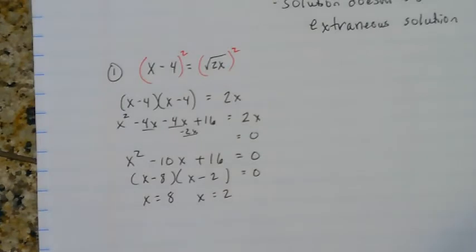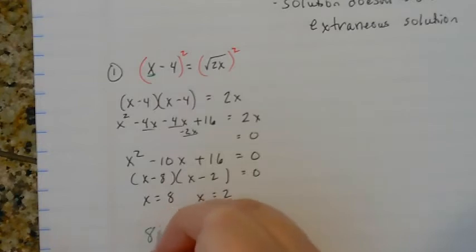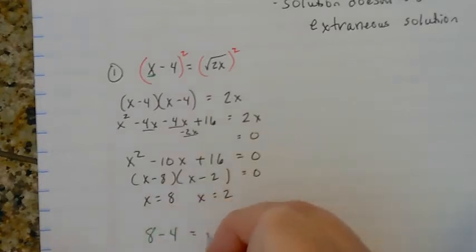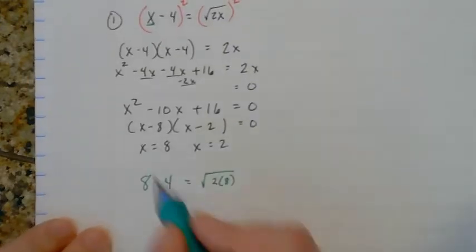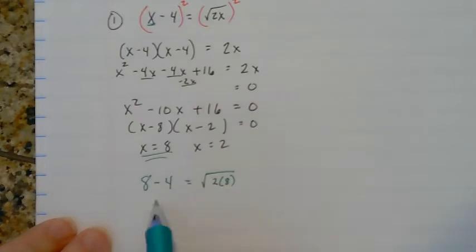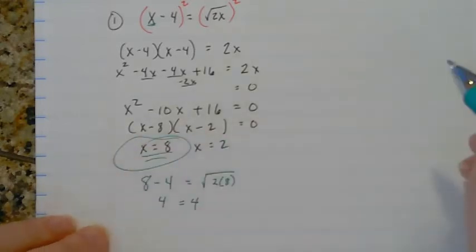Let's go check those answers and see if what we get actually works out to be something that is right. So let's go back to the original problem. I'm going to start by putting an 8 right here. 8 minus 4 equals the square root of 2 times 8. So all I did was take my first answer and put it back in for x. Well, this would be 4. 2 times 8 is 16, and the square root of 16 is 4. That's true. So 8 must be a good solution.